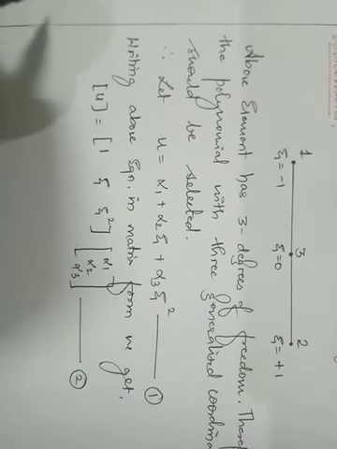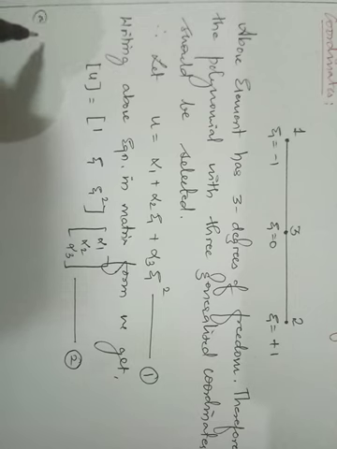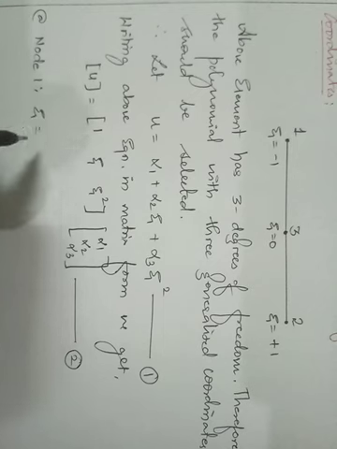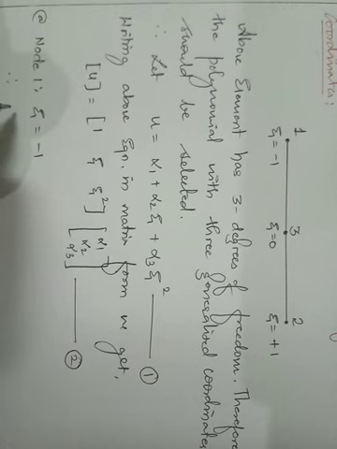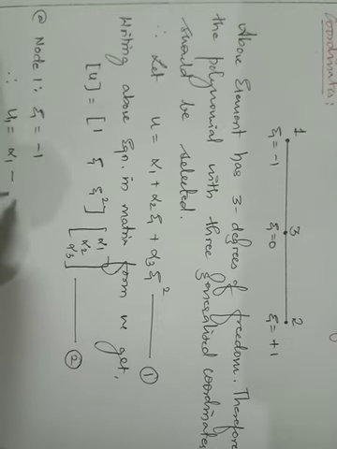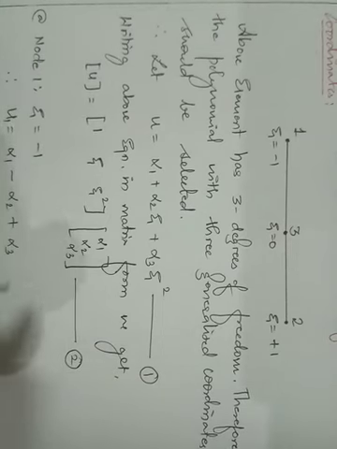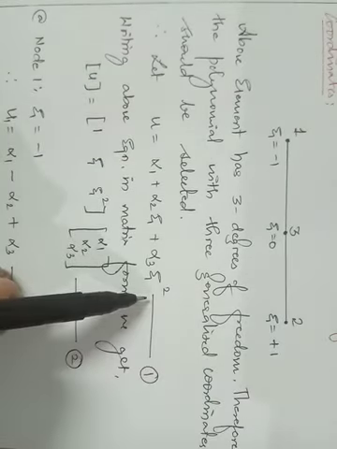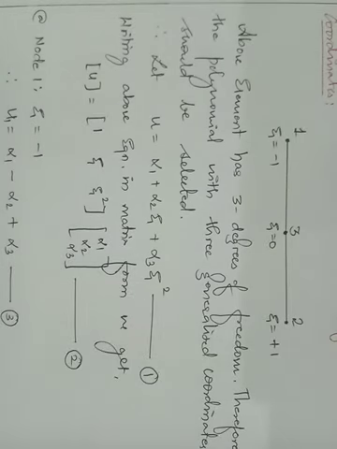Now at node 1 zeta will be -1. So this equation becomes u1 is equal to alpha 1 minus alpha 2 plus alpha 3. Right, this you take as equation number 3. How I got this? In equation number 1 I have substituted the value of zeta, so I have got one equation that I have taken as equation number 3.